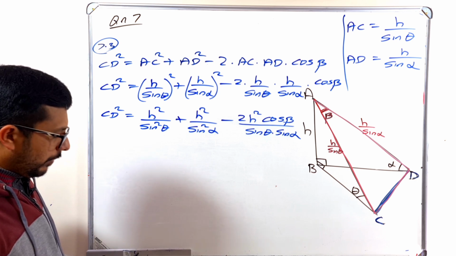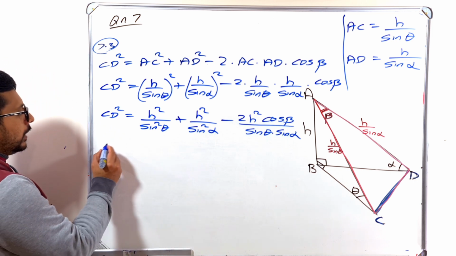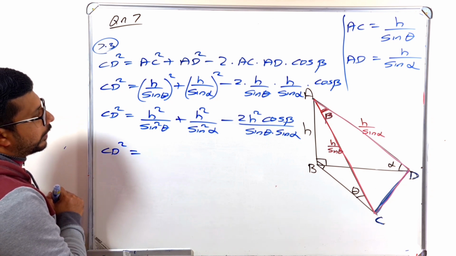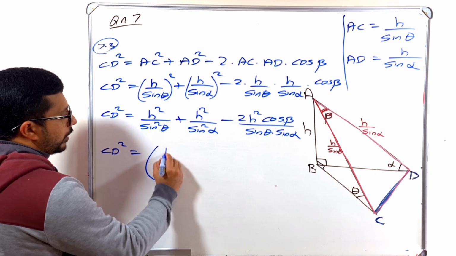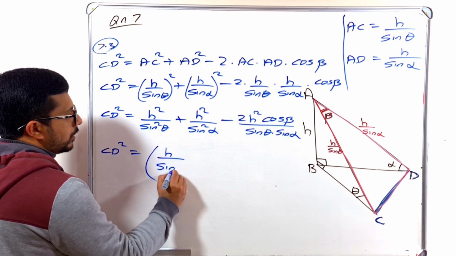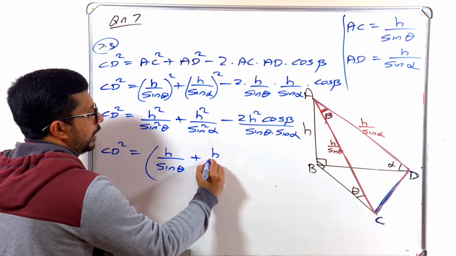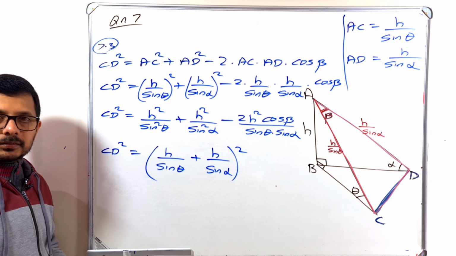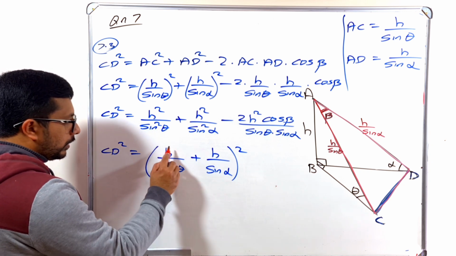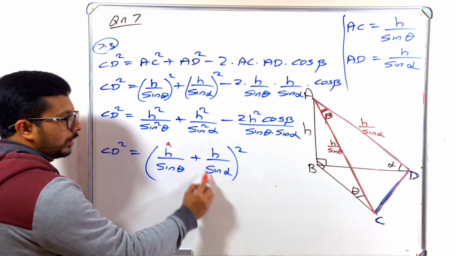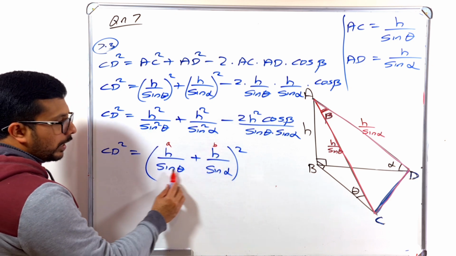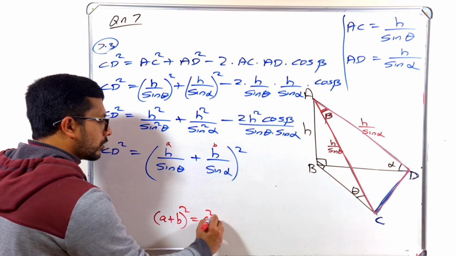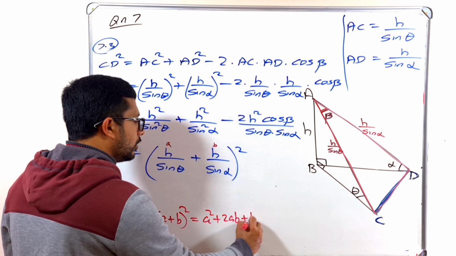Okay, here maybe we can simplify one more step. CD square is equal to, actually this one we can write like this: h by sine theta plus h by sine alpha the whole square. Can you understand that one? Here if I call this whole term a, and this one b, is it not like a plus b the whole square? What is the expansion of a plus b the whole square? That is a square plus 2ab plus b square.